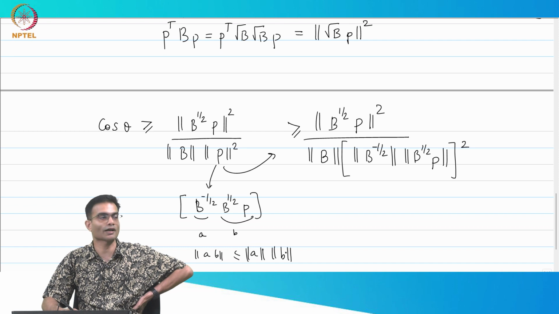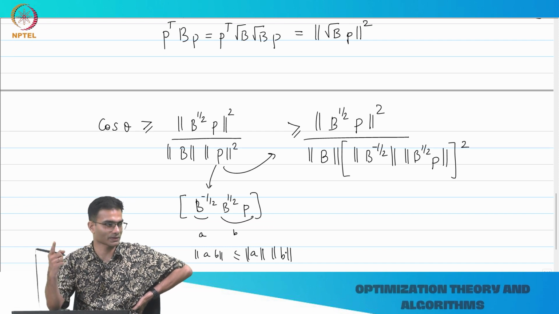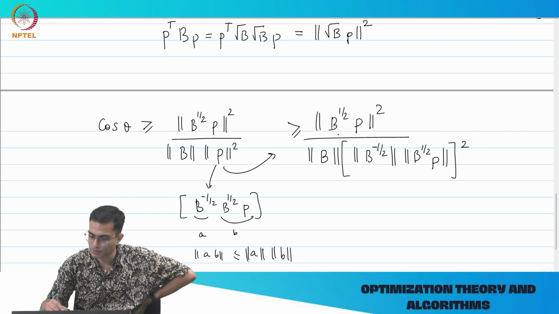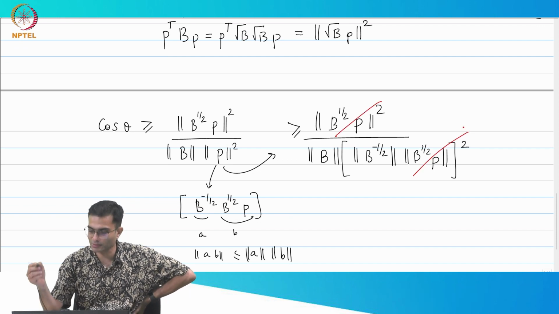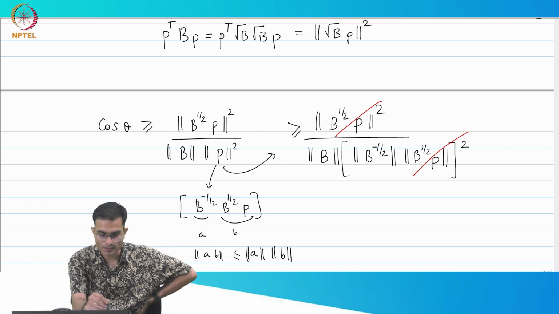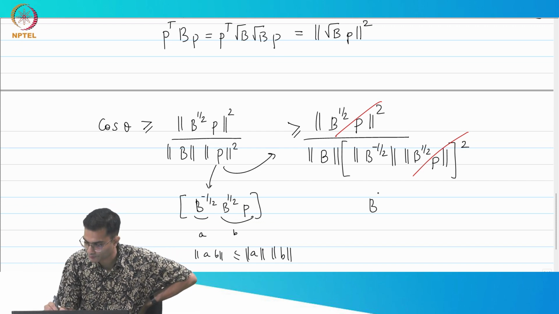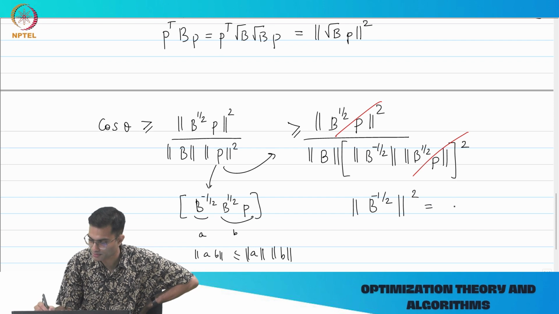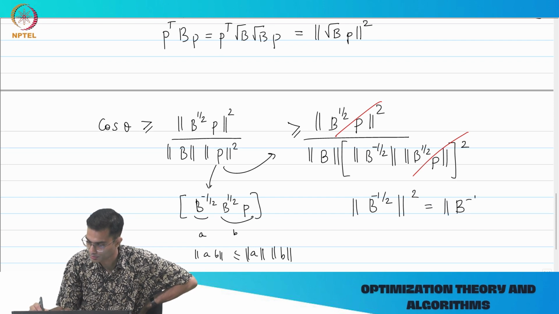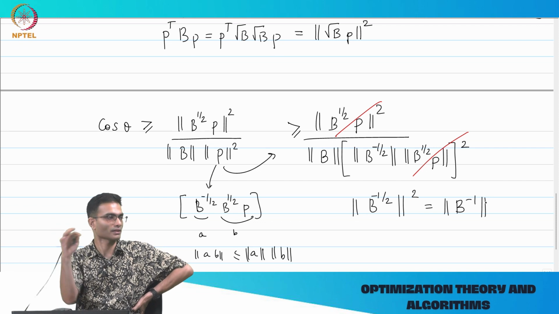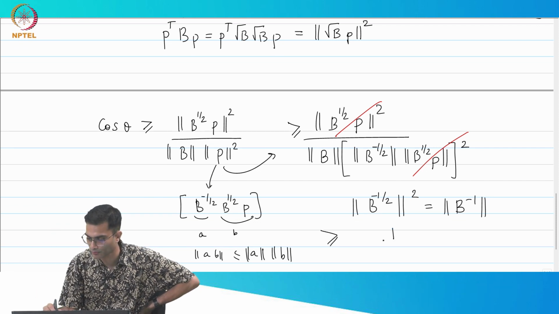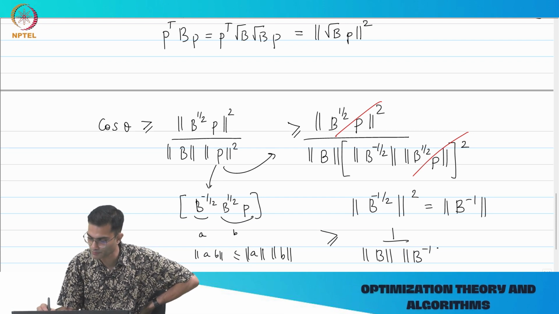I have b to the half into p, norm squared is there. Is it there also in the denominator? It's also there in the denominator, right? So this guy and this guy cancel off. There is another simple enough property of linear algebra that this is equal to, you can take the square inside basically, right? So what do I get? This becomes 1 by norm b and then this becomes norm b inverse.